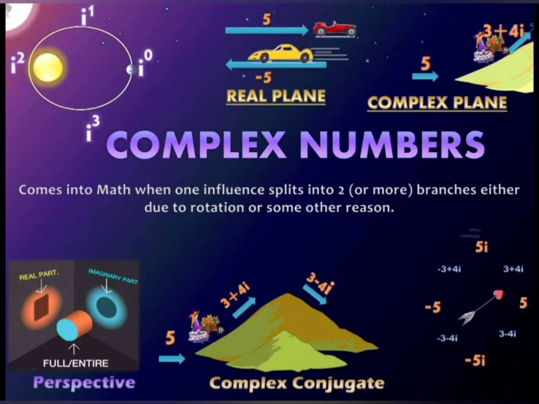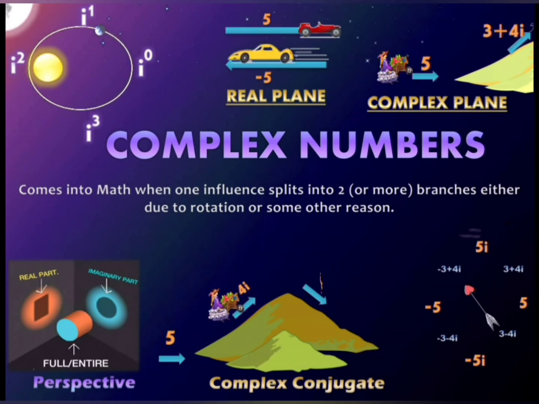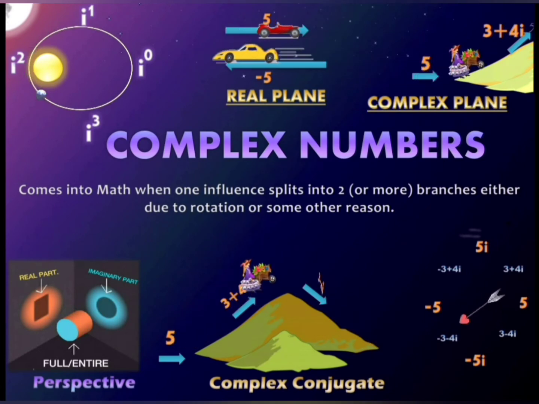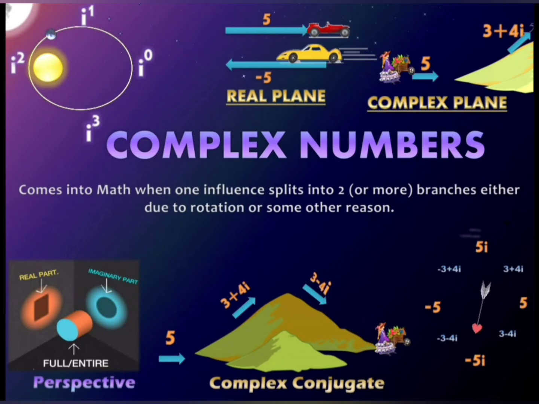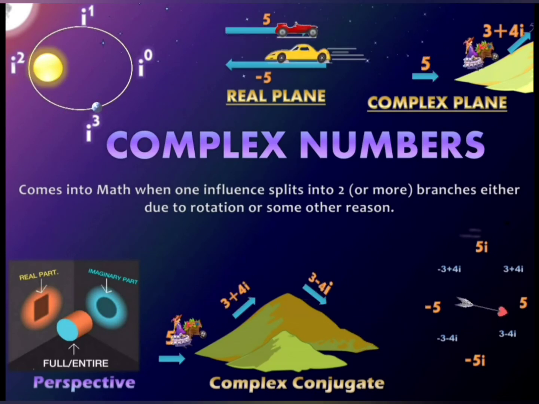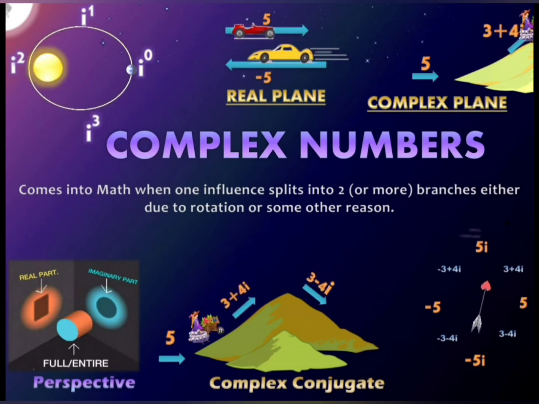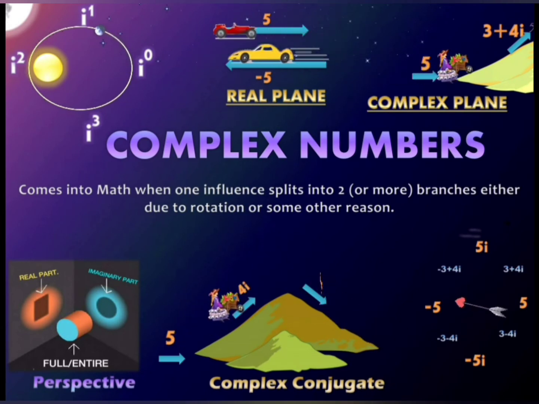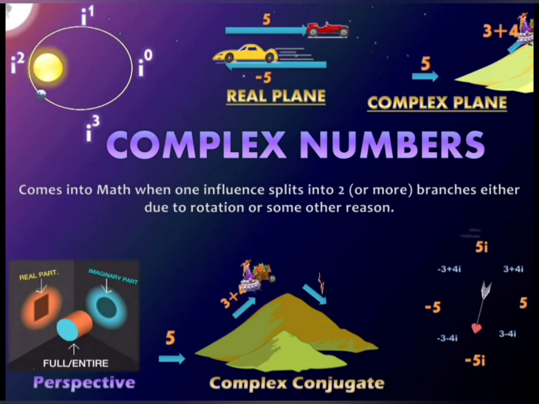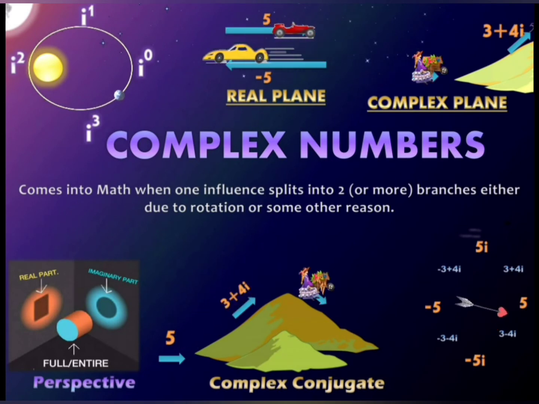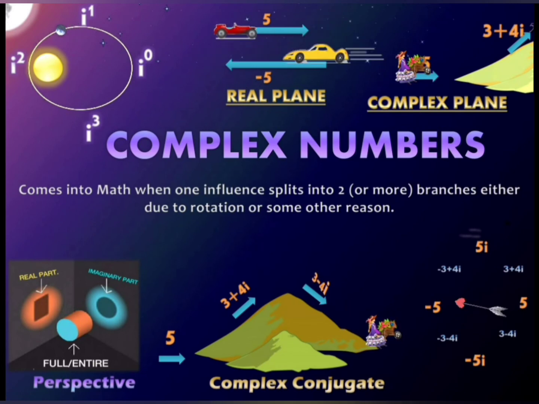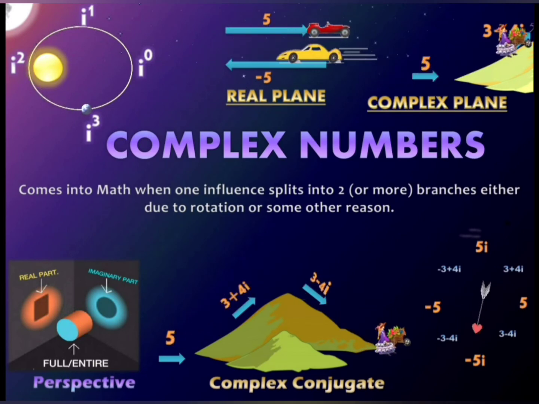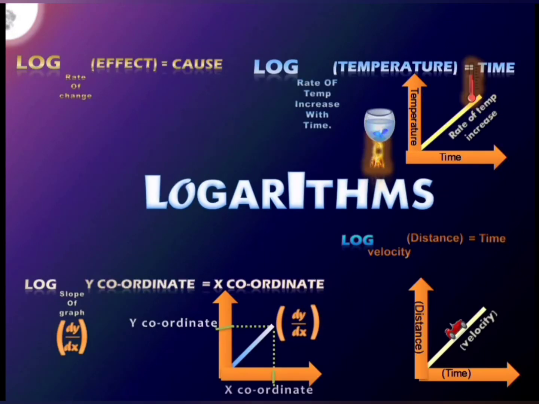What if someone tells you that complex numbers come into math when one influence splits into two or more branches, either due to rotation or some other reason? One branch is called the real part, the other the imaginary part. What if an ebook tells you that complex conjugates are nothing but vertically opposite mirror images of each other? 3 plus 4i is like climbing the uphill of a slope, and 3 minus 4i like going downhill.